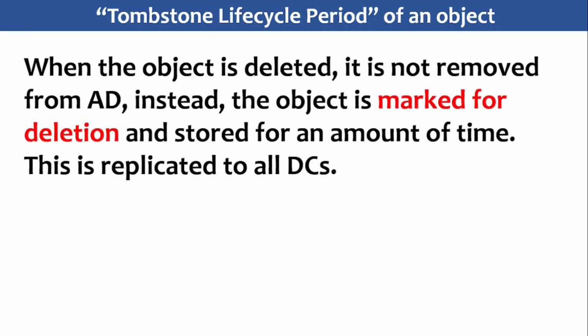When an object is deleted, it is not removed from Active Directory. Instead, the object is just marked for deletion, and this tombstone object will be replicated to all the domain controllers. That's the whole idea behind it. Whenever we delete an object, it will take, at least 180 days, maximum 180 days, for that object to get replicated on all the domain controllers. So that's the whole idea behind bringing in the concept of Tombstone Lifecycle Period.